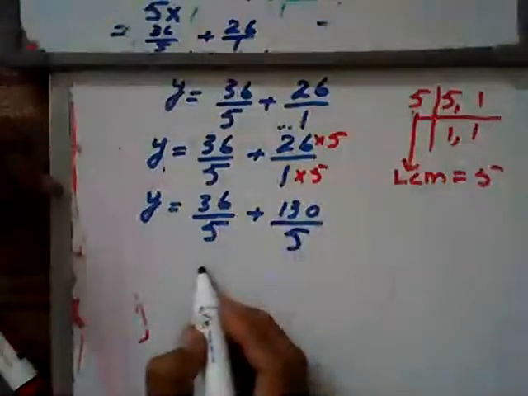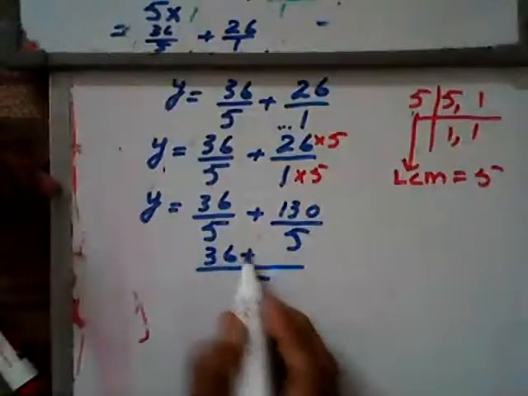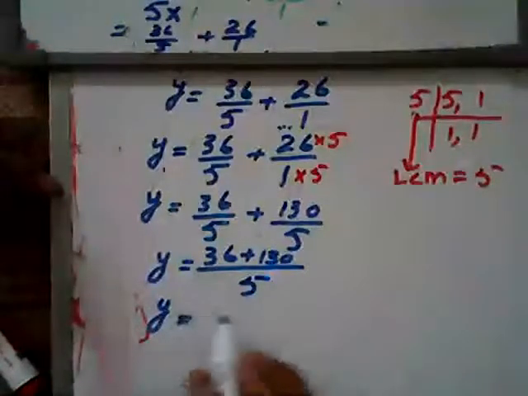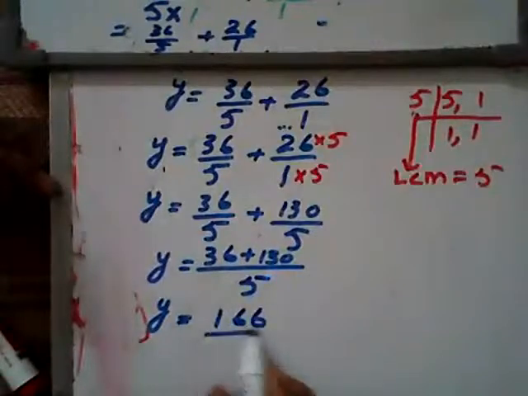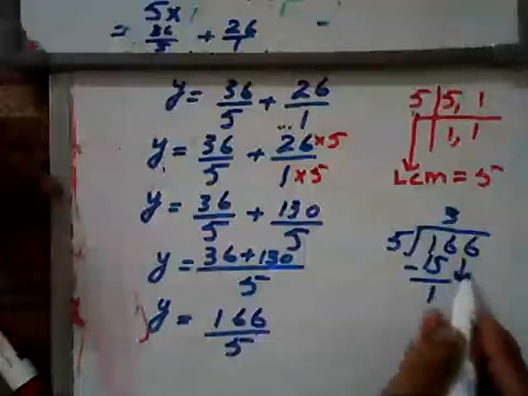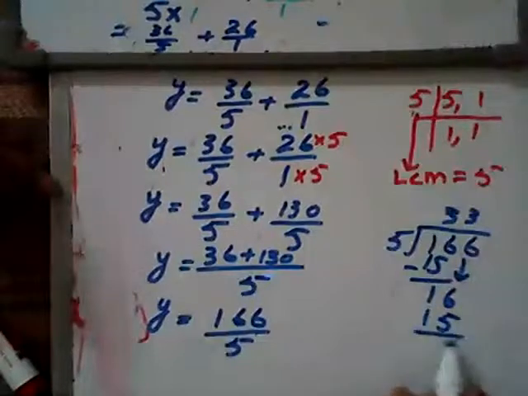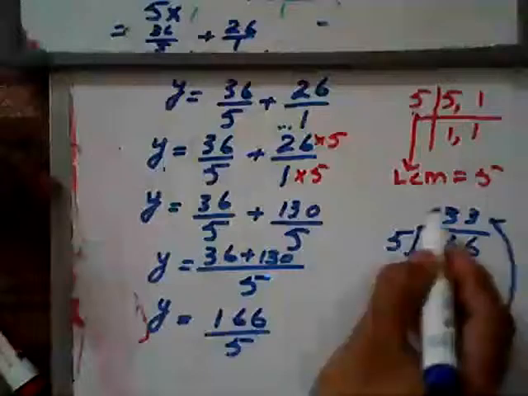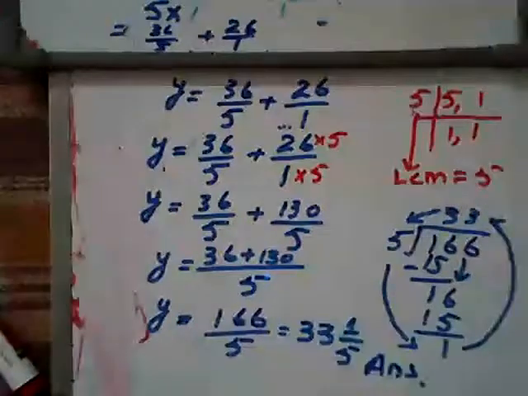Now the denominators are the same, so we'll be writing the whole thing upon 5: 36 plus 130. So we may say that y is equal to 166 over 5. 6 plus 0 is 6, 3 plus 3 is 6, and 1 is remaining, so this goes up, this goes in the middle, this goes at the bottom. So like this you will be solving.